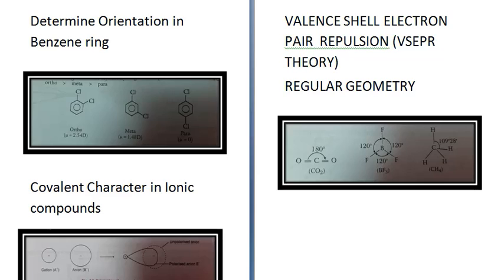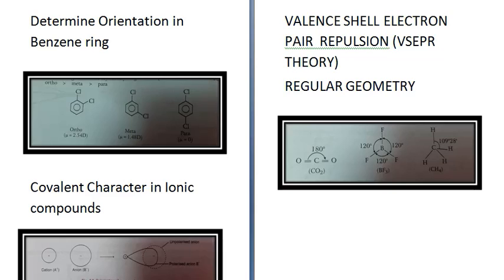Third point is every molecule has a tendency to acquire a state of minimum energy. And this is possible only when the bond pairs as well as lone pairs are at a maximum distance from one another. Fourth point of VSEPR theory is the relative arrangement of bond pairs as well as lone pairs decides the geometry of the molecule, because it provides the minimum energy to the molecule. So the geometry is of two types according to VSEPR theory.